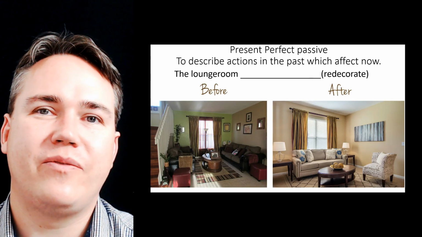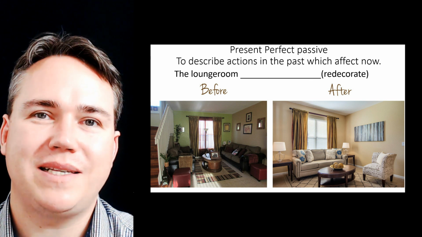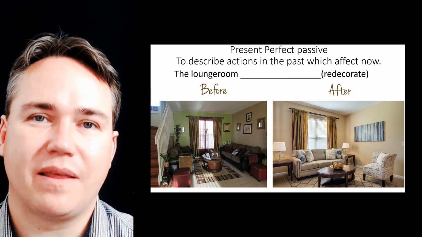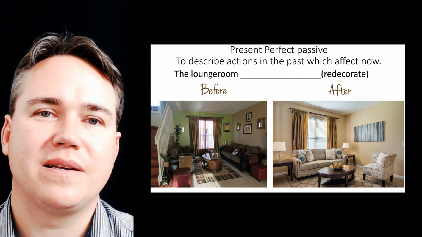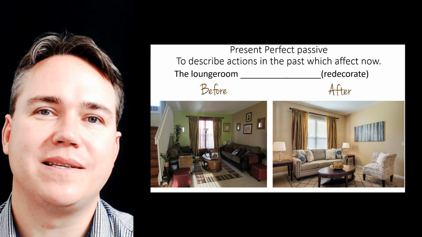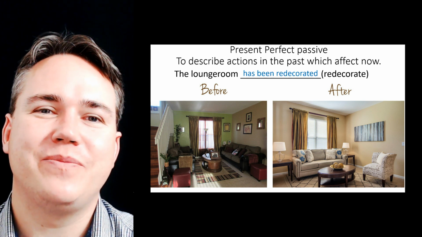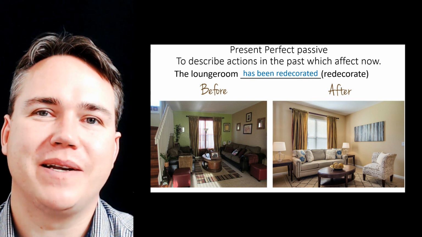So now you know the form for present perfect passive. See if you can complete these sentences. So we look at the lounge room. It's a thing. Redecorate. How can you make this into a correct sentence? Beautiful. You've done it perfectly. That's right. The lounge room has been redecorated. It has been redecorated.